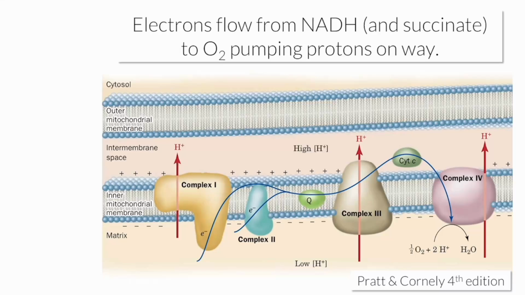Okay, so what have we said thus far? We've said electrons flow from NADH and succinate to oxygen, pumping protons along the way. What we've done in this video is gone through and surveyed each of those individual reactions. In the next video, we are finally going to zoom out and ask how in the world this actually leads to ATP synthesis at the ATP synthase complex.